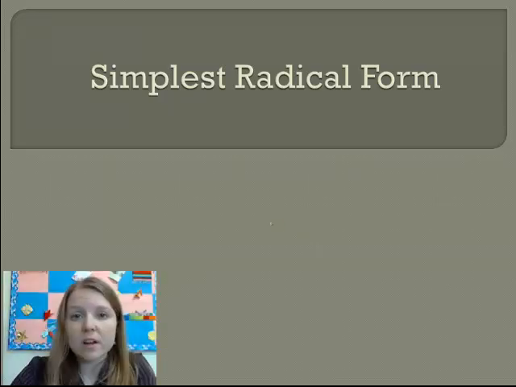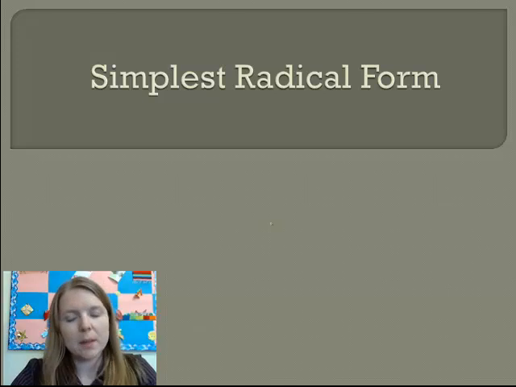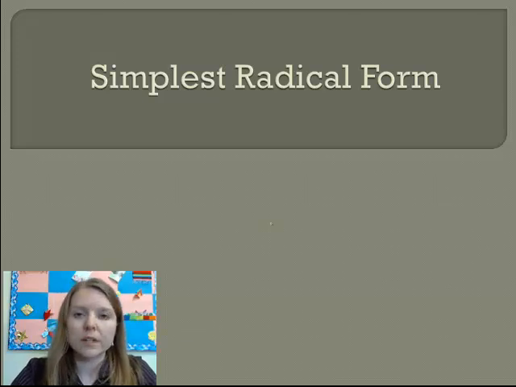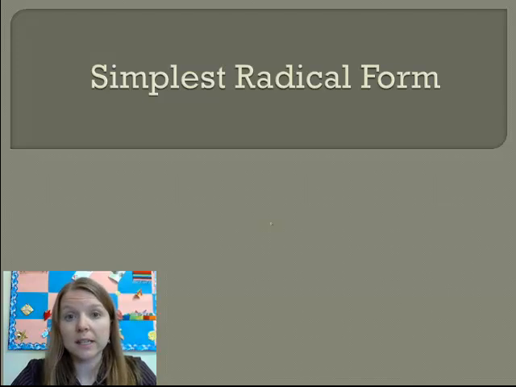Okay, so today we're going to talk about simplest radical form. You may or may not have noticed that math seems to be a little obsessed with writing things as simply as possible. When you learned fractions, you talked about writing them in lowest terms. When we did algebra, we talked about collecting like terms to write our expressions as simply as possible. Radical form is no different. There is a way to write radicals as simply as possible, and that's what we're going to look at in this video.